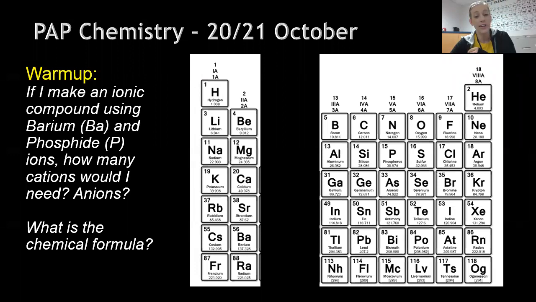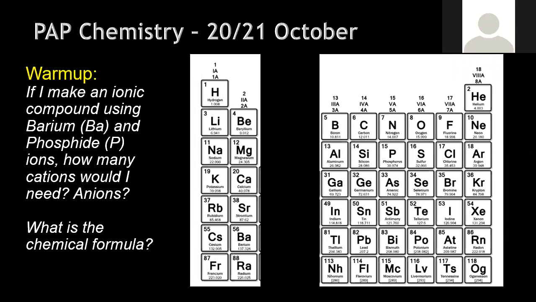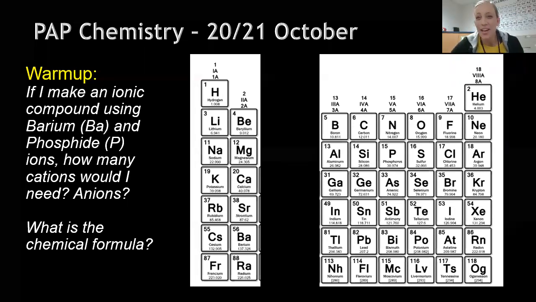So barium phosphide is ionic. How do I know that's ionic? How can I tell? What makes up an ionic compound? What two types? Metals and non-metals. Yes, metals and non-metals.